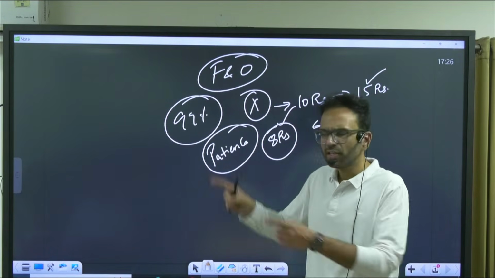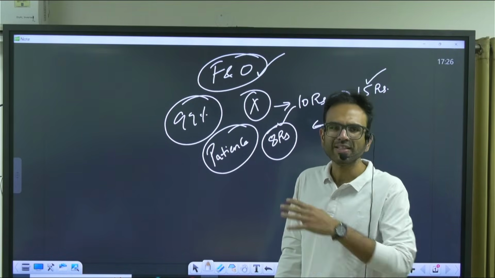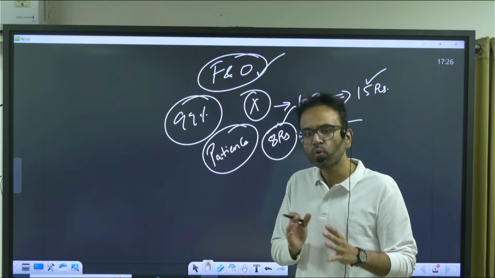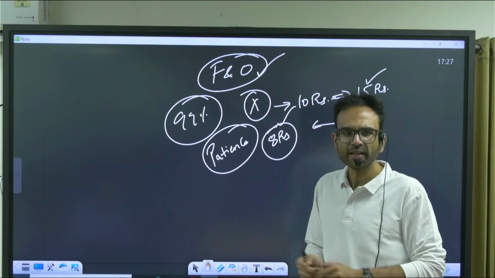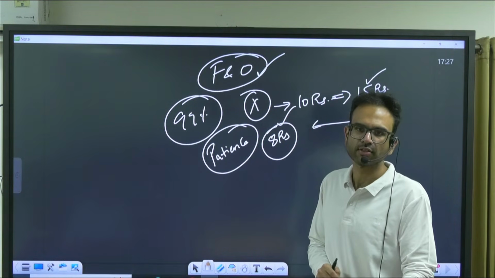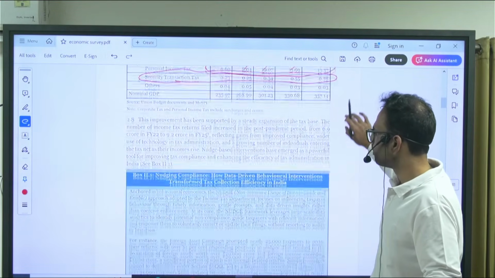What is happening when youth are attracted to this kind of F&O options? You will see that they are losing their money. Who is taking away this profit? Foreign players. So that's why F&O is charged like this. This is another trend for your exam.